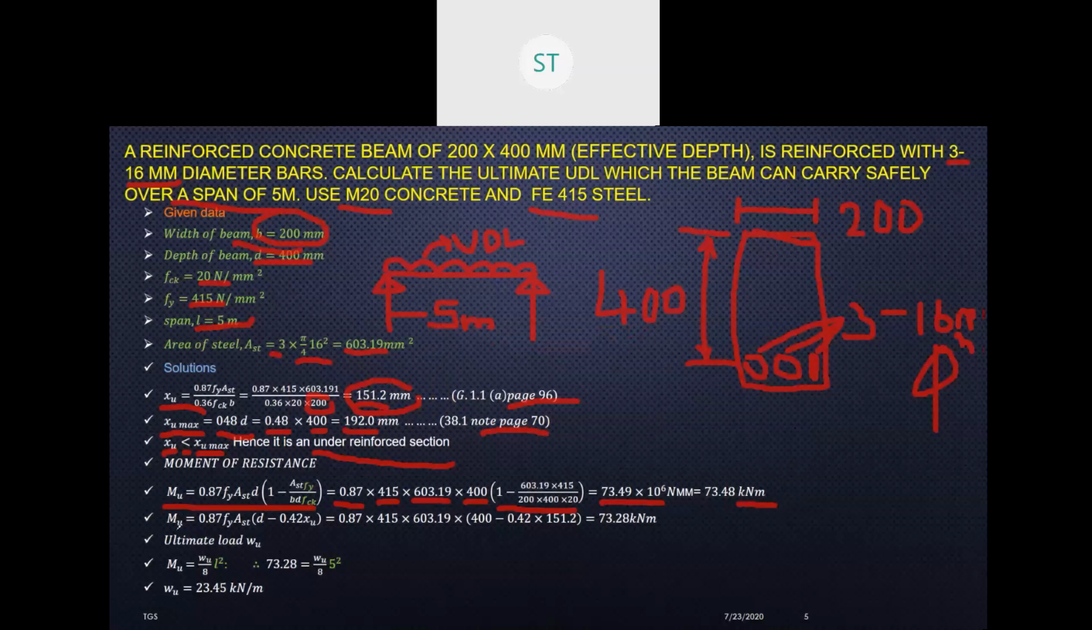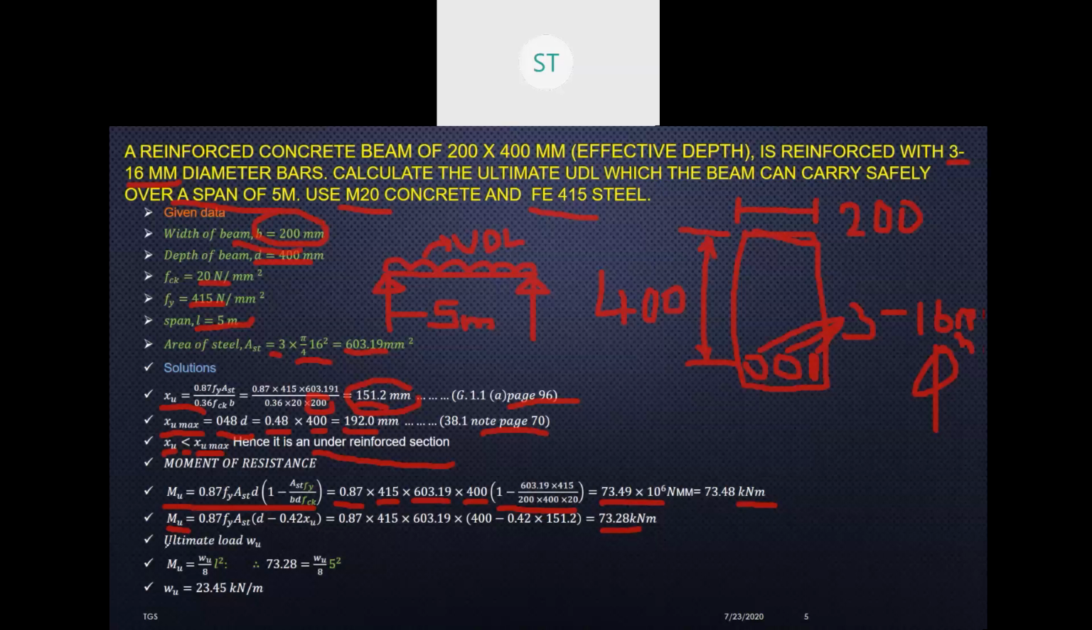Therefore, Mu is equal to another equation: Mu is equal to 0.87 fy Ast into d minus 0.42 Xu, that is 0.87 into 415 into 603.14 into 400 minus 0.42 into 151.2. Only 5 minutes remaining, so I am quickly going through the remaining portion.